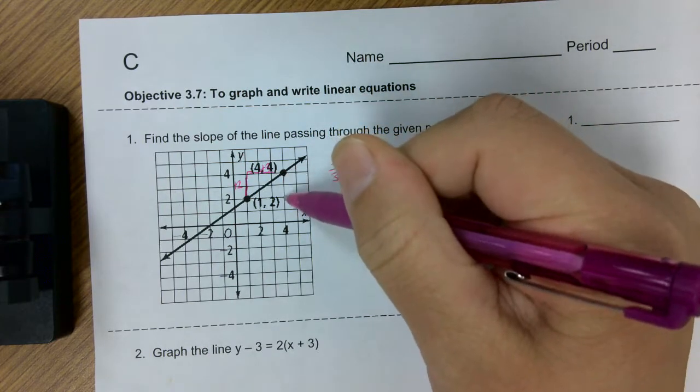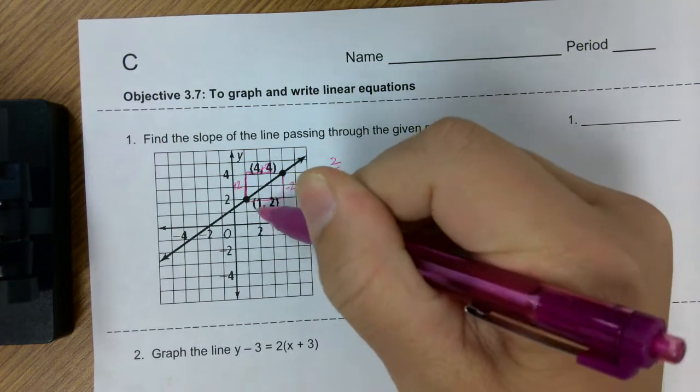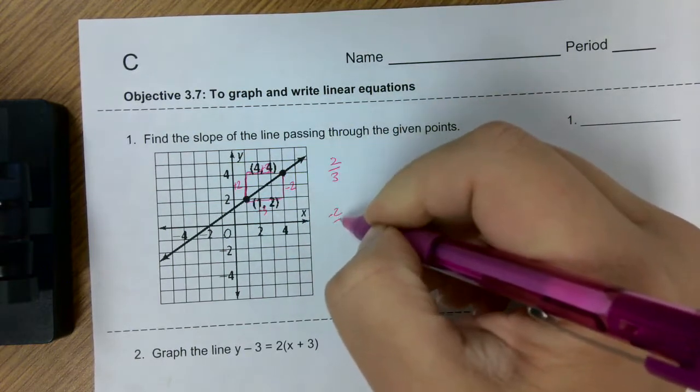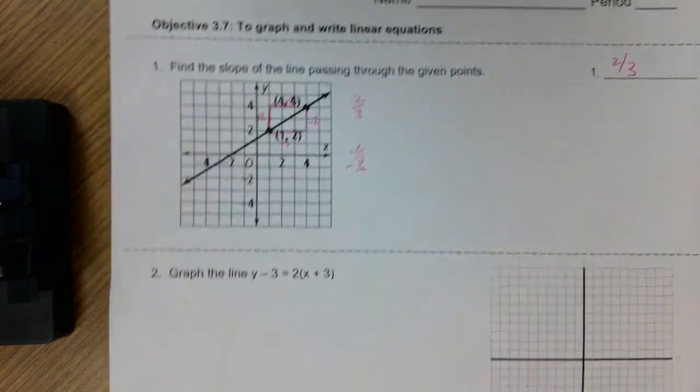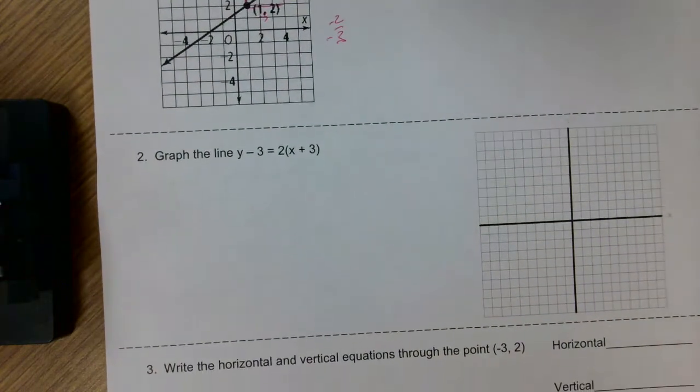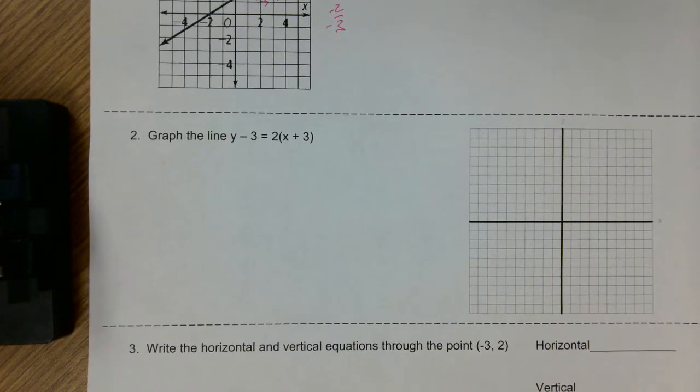If you picked the other point, this would be down 2, and then I move to the left 3. That would be -2 over -3. Either way, it's still going to be positive 2/3. So I'm graphing this line. You should be pausing the video and trying to do these first by yourself, and then checking your work with me.